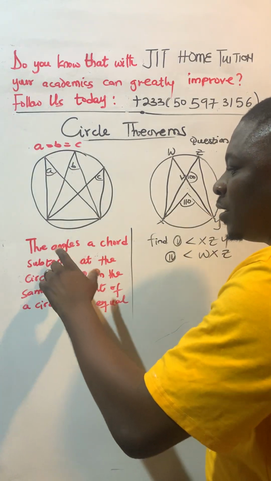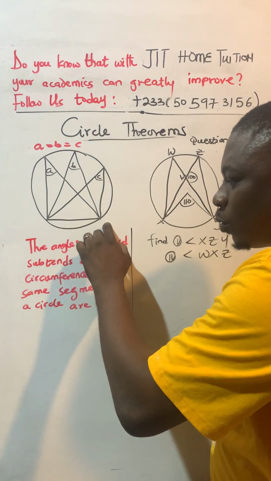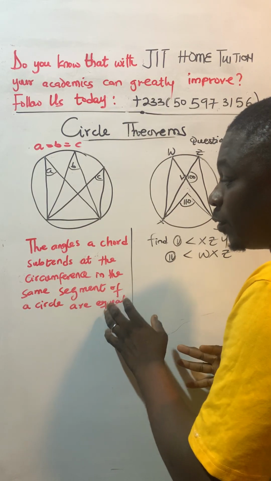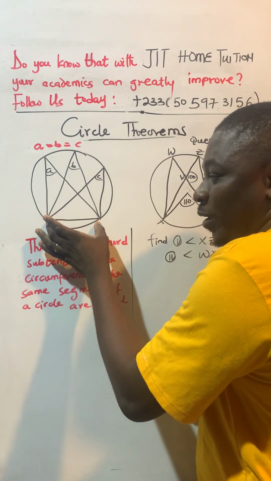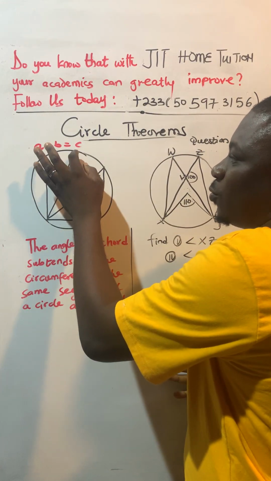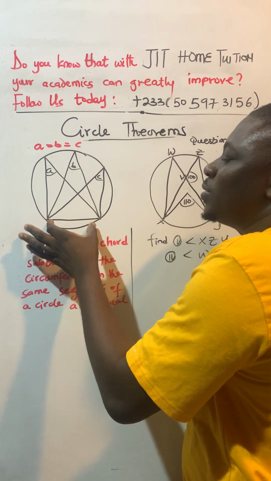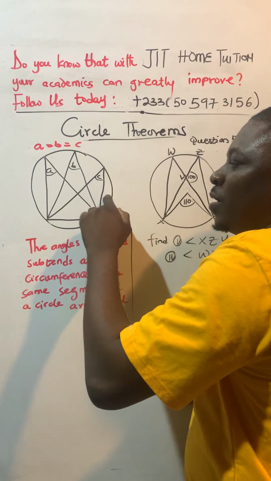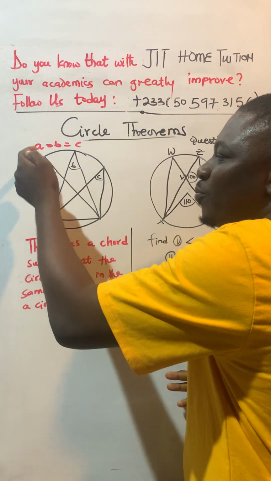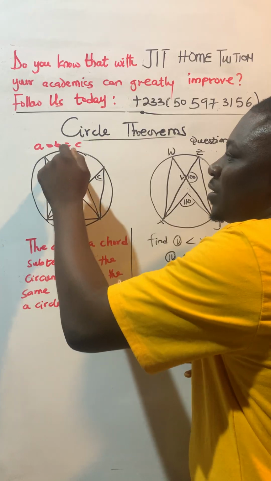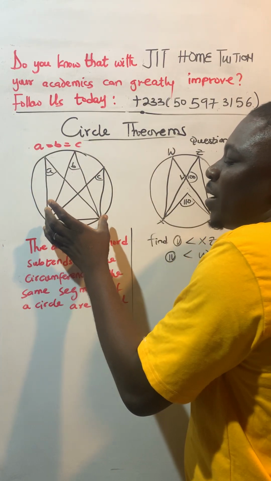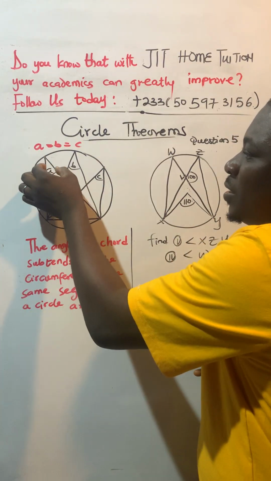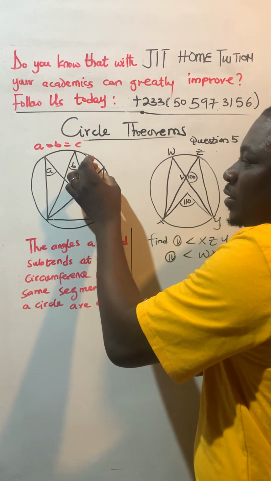That theorem says that the angles a chord subtends at the circumference in the same segment of a circle are equal. What they are trying to say is that if you have a chord over here, and the chord subtends at the circumference of the circle, and the same chord subtends again at a different point on the circumference, and also at another different point, the angles subtended by the same chord onto the circumference of the circle are equal. What does it mean? The angle created over here is equal to this side, is equal to this side.